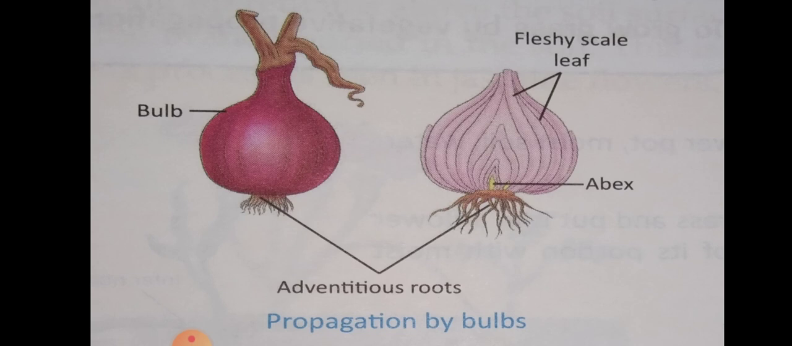For example, you take onion bulb. Here the bulbs are modified shoots with a short stem, and you can see apical and lateral buds. Apical buds produce leaves and flowers. Examples are onions and garlic. You can see the fleshy scale leaves and the apex. So they reproduce naturally, natural vegetative propagation, by modifying the stem such as bulb.